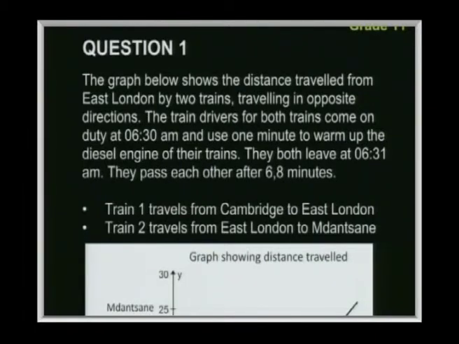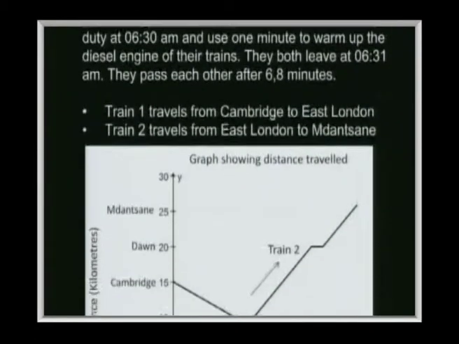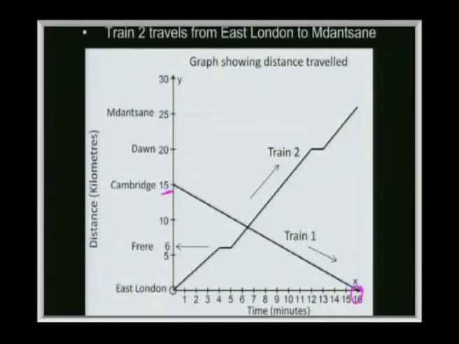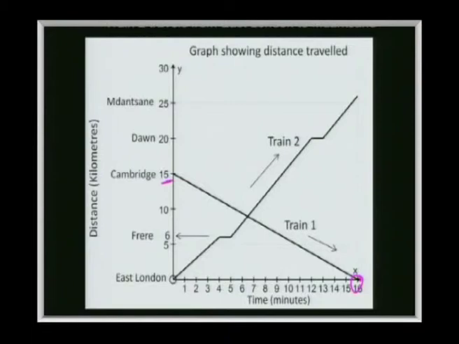The graph below shows the distance travelled from East London by two trains, travelling in opposite directions. The train drivers for both trains come on duty at 6:30 a.m. and use 1 minute to warm up the diesel engines, and then they are both off at 6:31 a.m. They pass each other after exactly 6.8 minutes. Now let's have a look at the graph. Train 1 travels from Cambridge, which is a little bit of a distance away from East London, all the way to East London. And train 2 travels from East London, and it travels away from East London to Mdatsane.